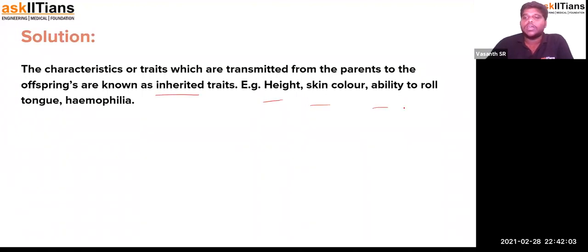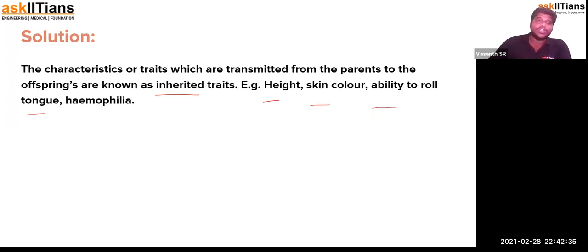So height, skin color, ability to roll the tongue. They are talking about rollers and non-rollers. Anybody who can do this is called a roller. Anybody who can't do that is called a non-roller. That's actually a genetic characteristic. So let's do that again. This is called a roller. The one who could do that, which I did now, is called a roller. And people who cannot do that, who just protrude the tongue, are called non-rollers.